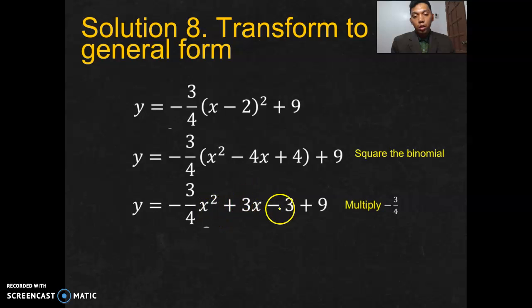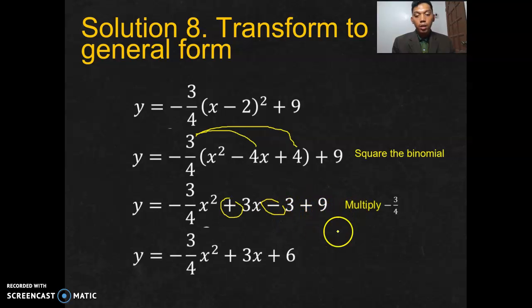If you noticed, there are no other fractions, because if you multiply this here, what will happen to the denominator? Basically it will be cancelled, and considering the negative sign outside the parentheses, negative times negative, that's positive. Alright, negative times positive, that's negative. If you notice, the sign here was changed after multiplying. So y equal to negative 3/4 x squared plus 3x minus 3 plus 9.